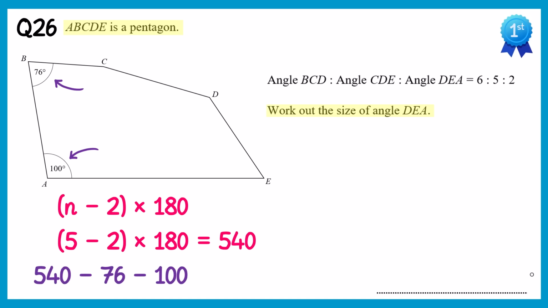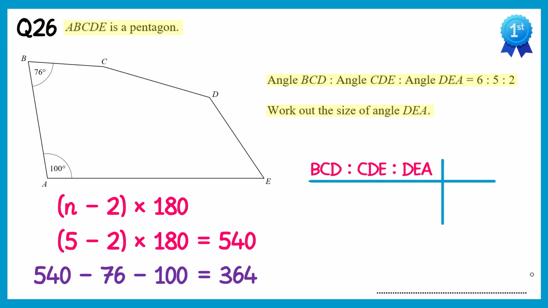540, take 76 and take 100, is 364. So the remaining 3 angles must add up to 364. Now we're told something about those 3 angles, we're told their ratio, it's 6 to 5 to 2. So if we write out this ratio of BCD, CDE and DEA, and create a total column, the ratio was 6 to 5 to 2, and the total number of parts there is 6 plus 5 plus 2, which is 13. So 13 parts must represent all of the angles, which we said added up to 364 degrees.